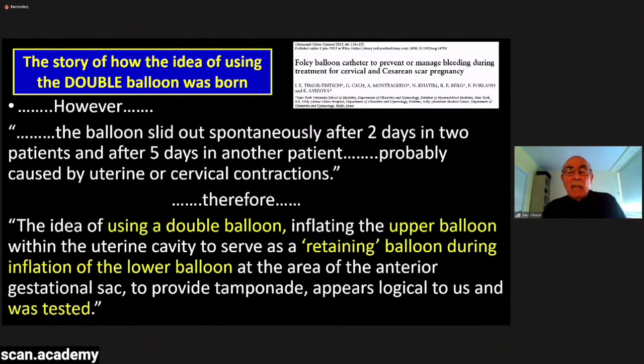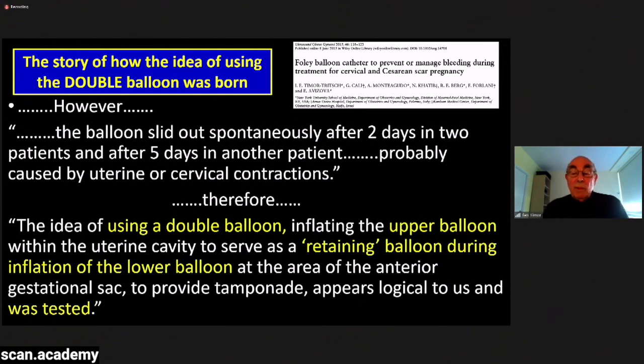However, the balloon slid out spontaneously after 2 days in 2 patients in that series, and after 5 days in another patient, who was treated across a holiday, and I had no access to the patient. It was probably caused by uterine or cervical contractions. The uterus doesn't really like too many things inside. That's our luck, because at least spontaneous abortions are expelled also.